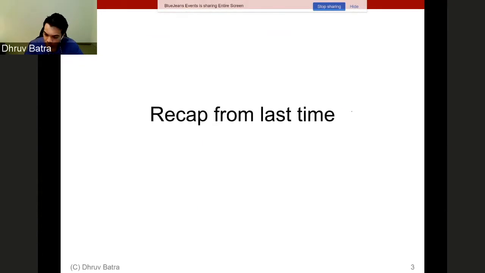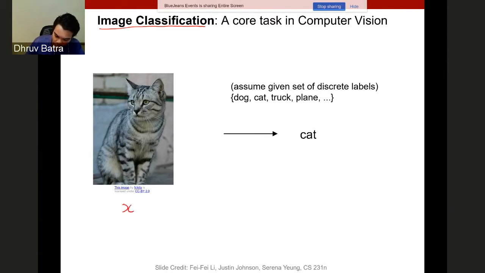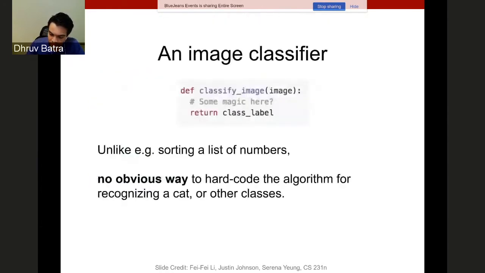Okay, so just a quick recap from last time. This is where we were. We are looking at image classification as our canonical problem to develop a lot of these techniques with. Our image is going to be some input X, and we're asked to predict an output Y from a list of categories. We are asked to write this function that takes in this image, returns this label.